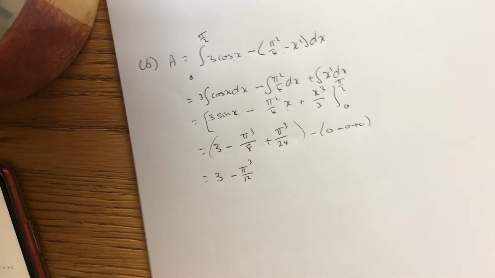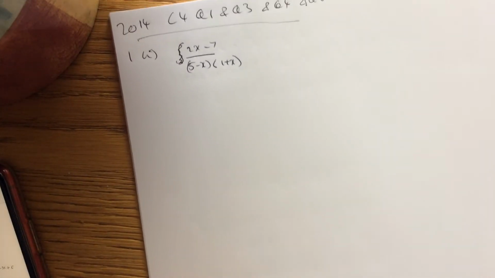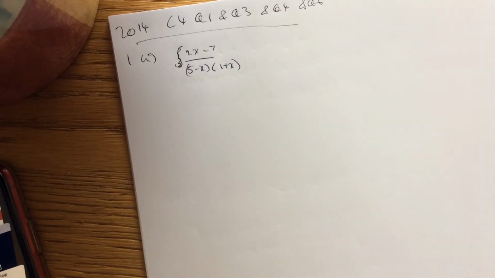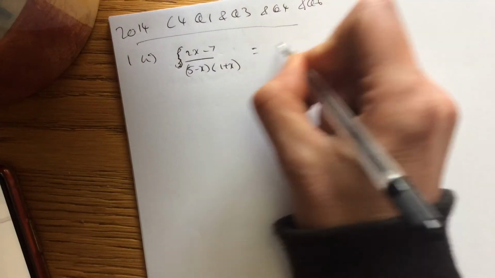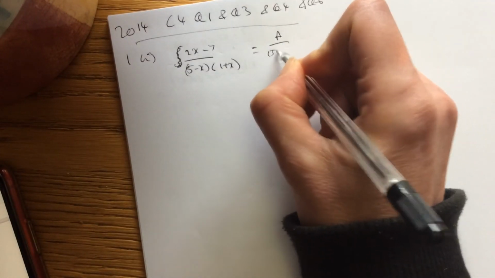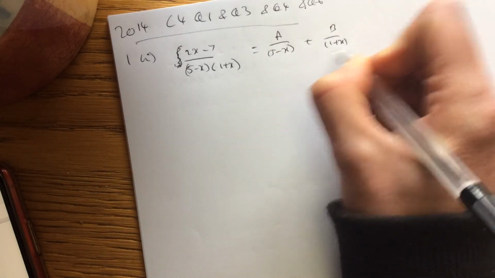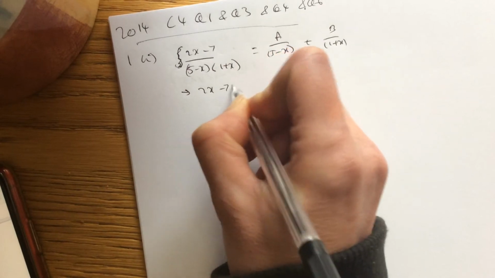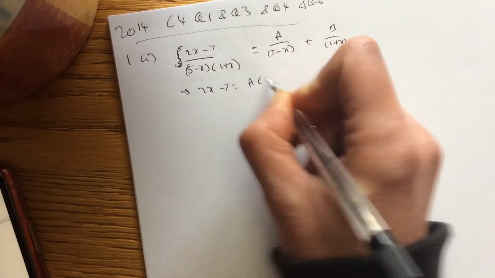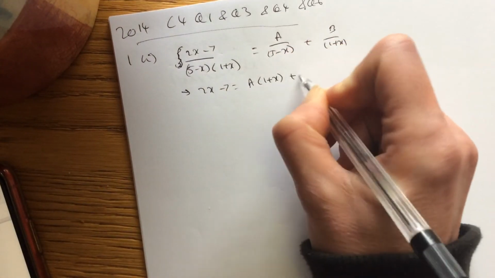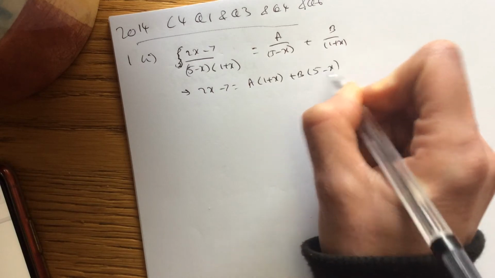Now, from the same year, we're going to go to the C4 paper, and we're going to have a look at question 1. Question 1 is wanting it written in partial fractions first of all. So a over the first factor plus b over the second factor. Make the top lines, fix them. This one needs an extra 1 plus x. This one needs an extra 5 minus x.